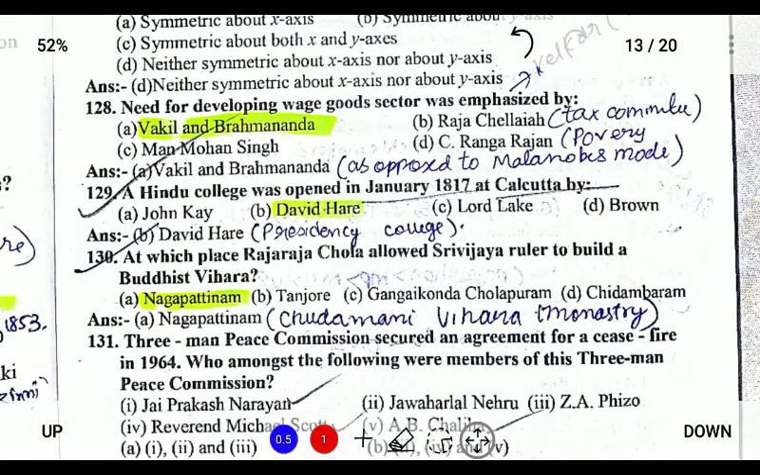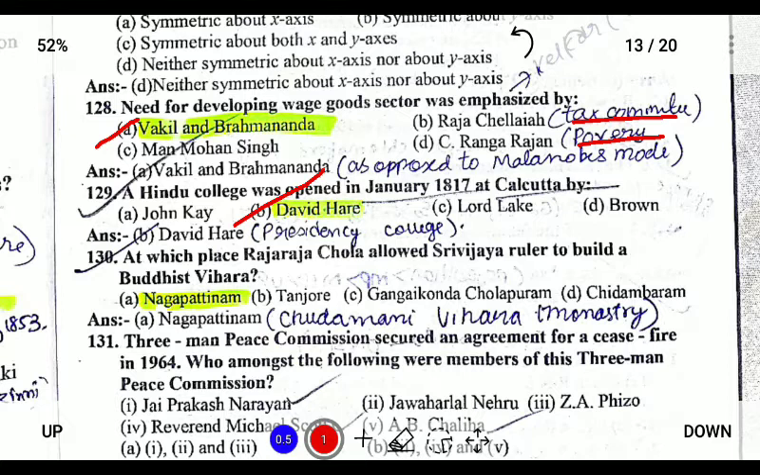Next, the need of developing which goods sector was emphasized by Vakil and Brahmananda? So this is a committee on developing the wage goods sector. If you look at the other committees, the Raja Chelliah committee is on tax, and C. Rangarajan was on poverty. And next, the Hindu College was opened in 1817 in Calcutta by David Hare. The Hindu College was later renamed Presidency College.